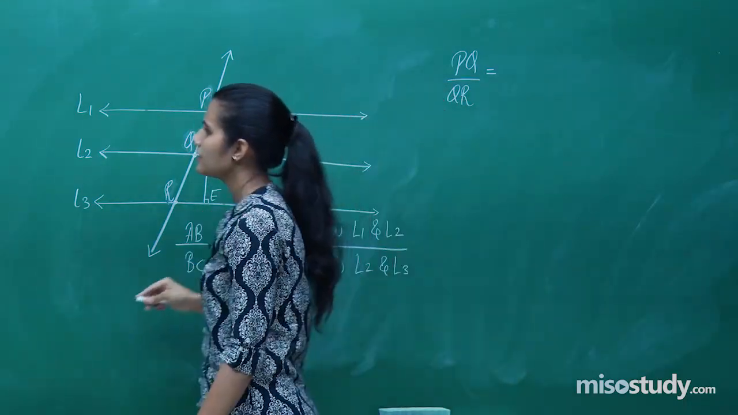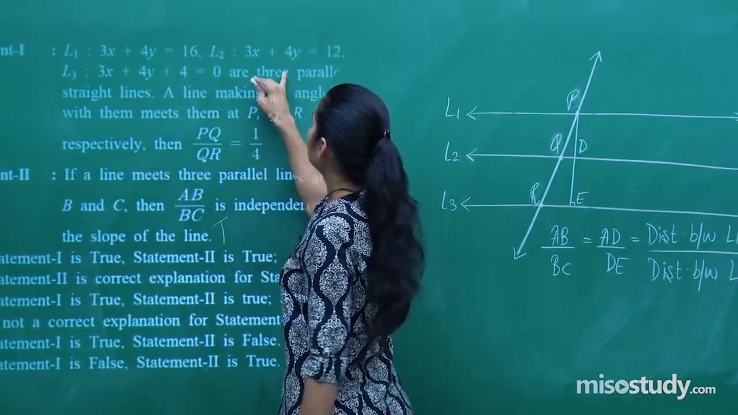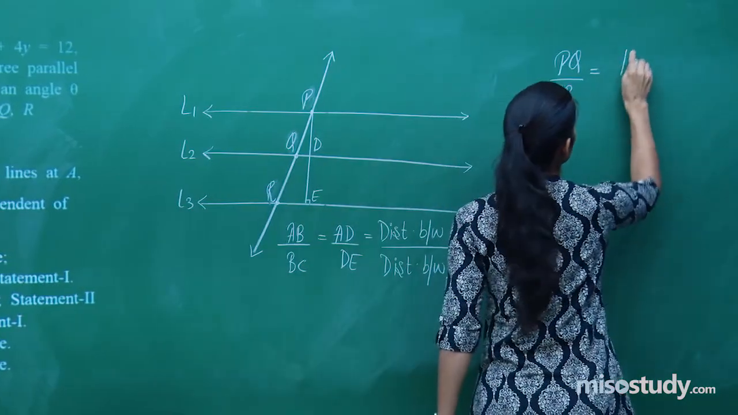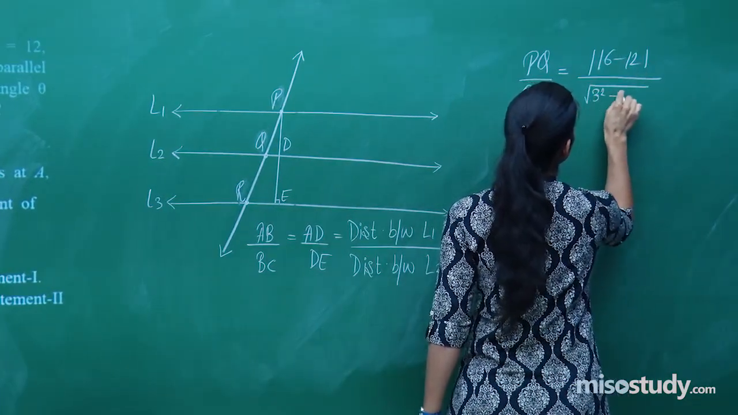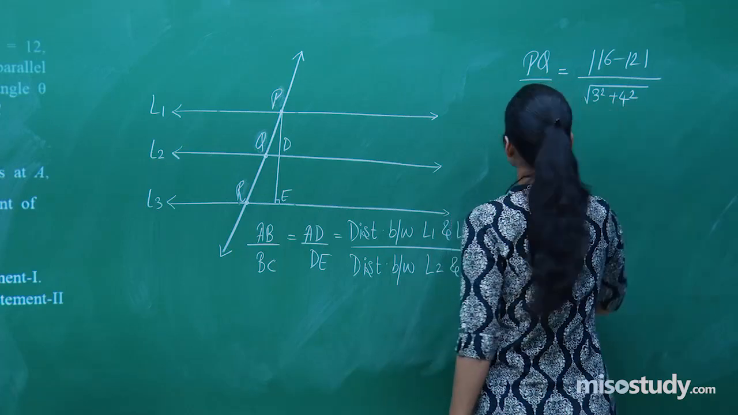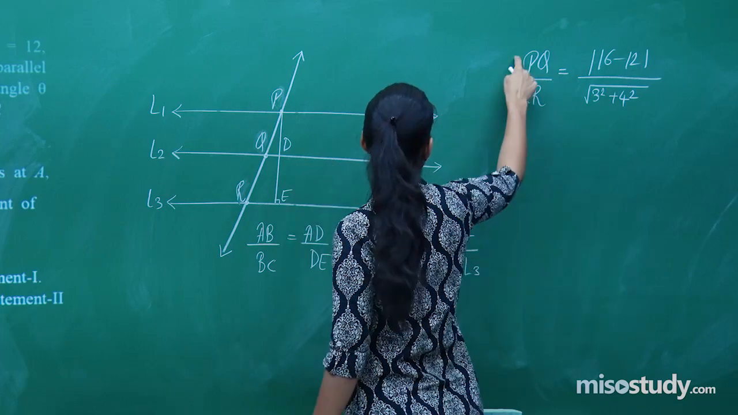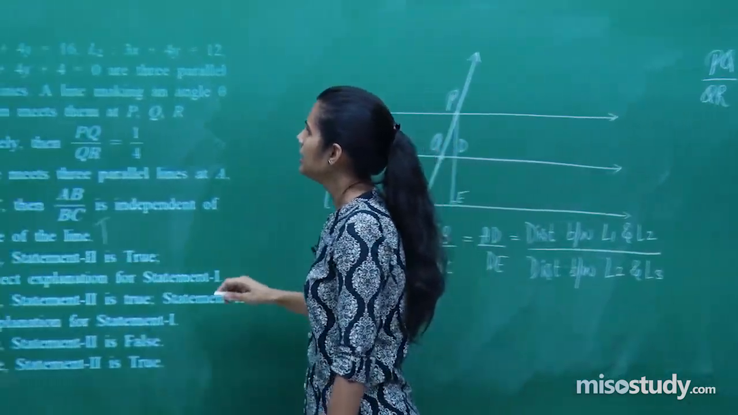What is the distance between L1 and L2? This is L1, this is L2. They are parallel. You can see it will be 16 minus 12 with a mod, whole upon root over 3 square plus 4 square. Then it is QR. PQ upon QR is this upon this. This is the distance between L2 and L3.